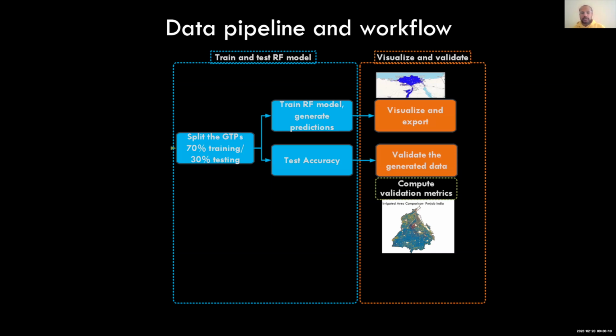Then testing the accuracy is also very important. Currently, we're using the testing portion of the data set to test the accuracy and compute validation metrics, such as the confusion matrix, producer accuracy, user accuracy, and overall accuracy. We also visualize and export the data if we believe it is good enough in terms of accuracy. The other way of validating the data is comparing with other existing data sets, which I'll show you in a few minutes.